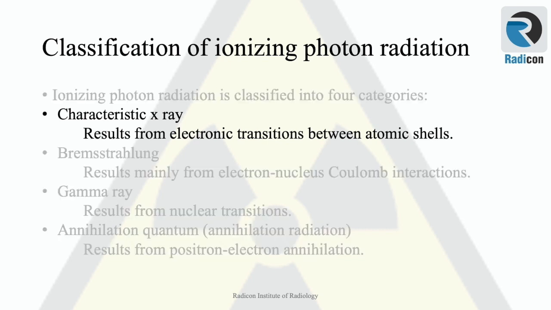As you must have guessed, the focus of our discussion in radiation protection is the first type, which is characteristic X-rays, which result from electronic transition between the atomic shells.